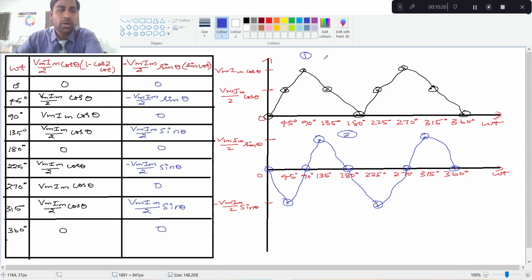So now you see what is my first expression peak value. This is actually 1 minus cos 2 theta. At 1 minus cos 2 omega t, this graph exists. So what is my expression here? It will be Vm Im by 2 cos theta. And what is this expression? This is actually going in the sin omega t term and minus sin omega t term. So what is the expression I am getting here? Vm Im by 2 sin theta. So this is the first expression and this is the second expression.